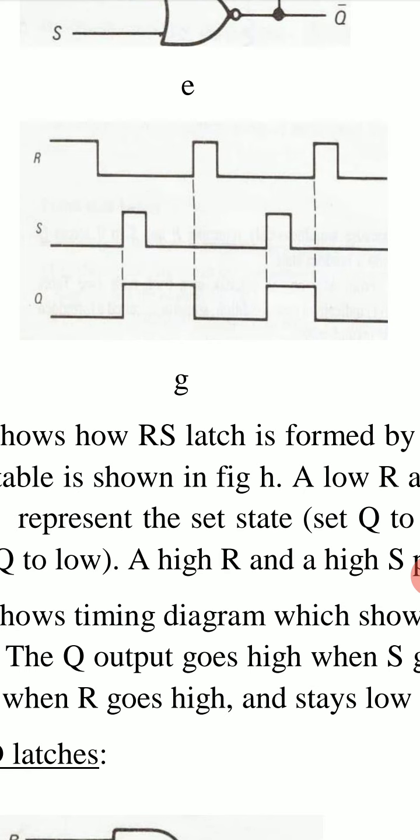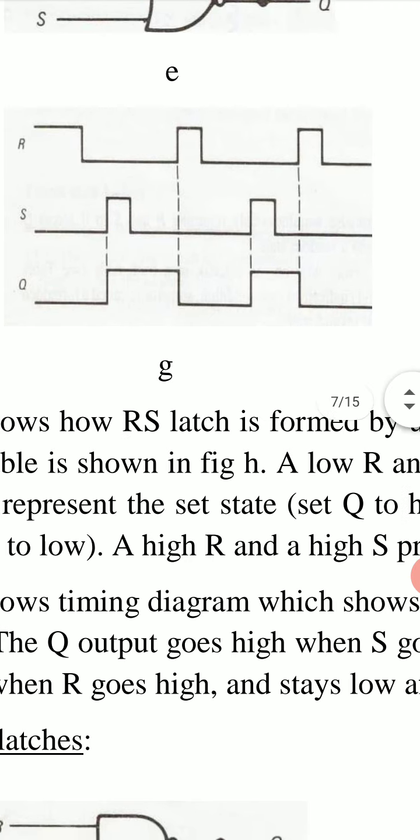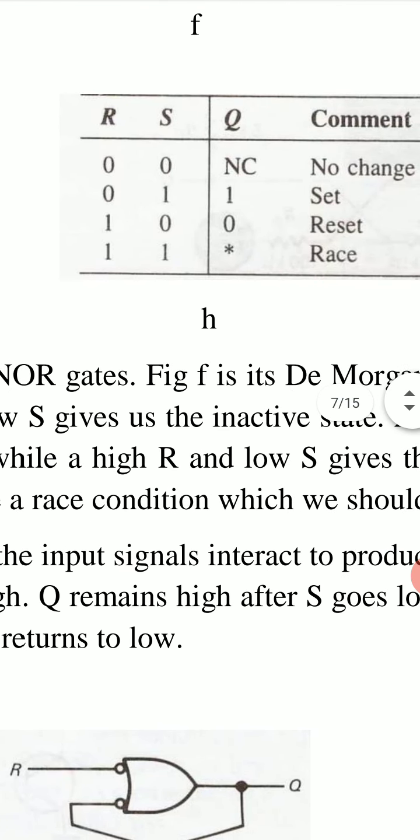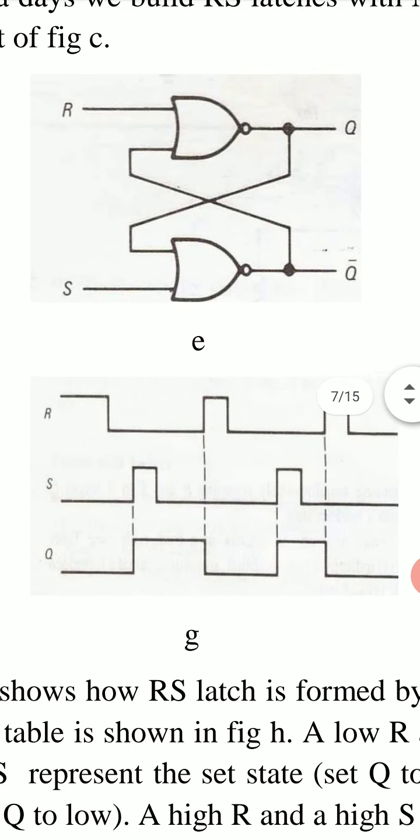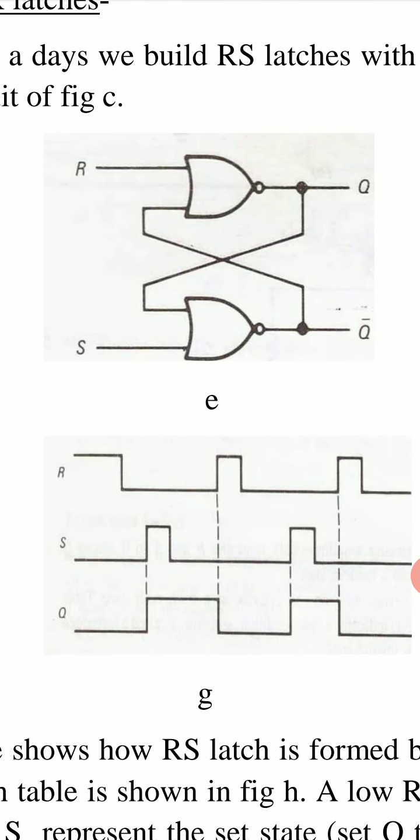R goes high and S is low, then it resets and becomes 0, and it remains 0 even when R becomes 0. Then again output Q will become high when S becomes high, and so on. In this way, this is the timing diagram according to this truth table for this circuit, RS latch using NOR gates.